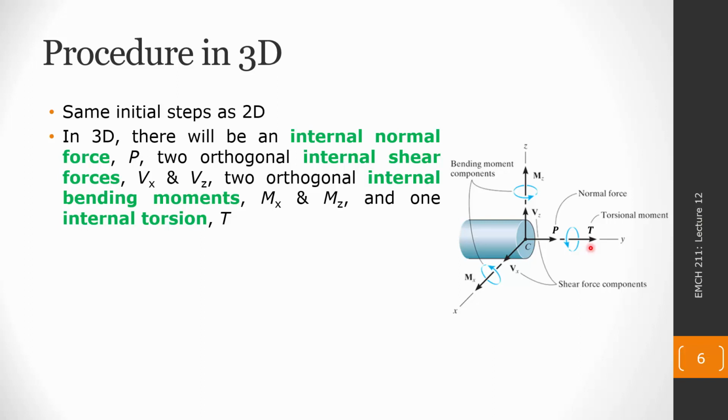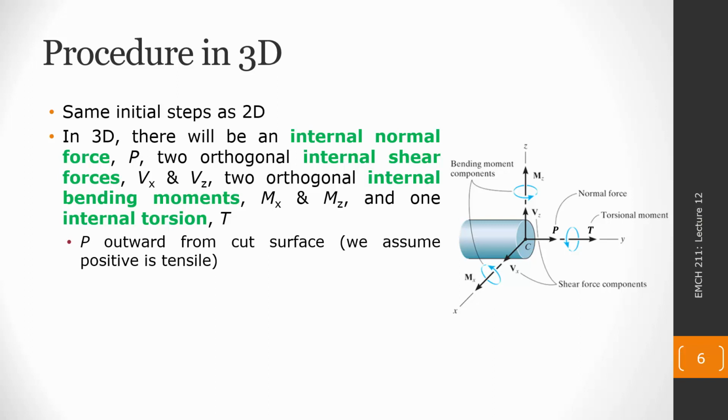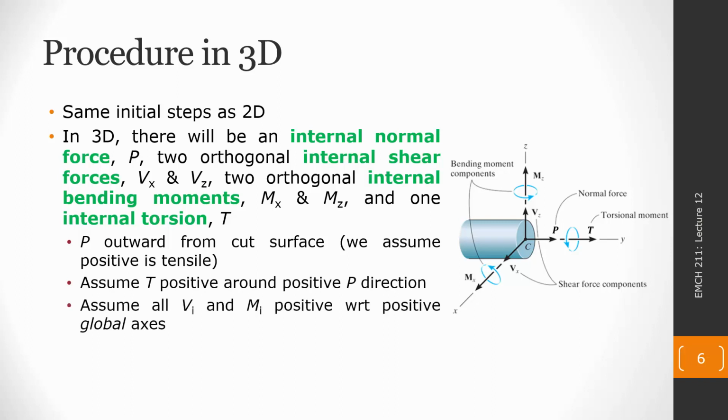And our interpretations are going to be similar to what we saw in 2D. P positive is always going to indicate that it's a tensile internal normal force, and a negative value for P will say it's compressive. We're always assuming T is positive around that positive P direction, and we only use these global axes for the shear and the moment components. In this case, we know they act in the xz plane, so we're making a V sub x and a V sub z. Same thing for M. We have an x component and a z component.